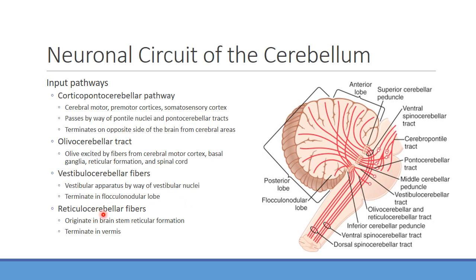And then we'll also have these reticulocerebellar fibers. These are originating within that reticular formation in the brainstem and terminate in the vermis. I'm primarily going to focus on the inputs coming from these first three tracks, because those are going to be most important for our functions as far as movement, sequencing movements, timing movements, different things like that.